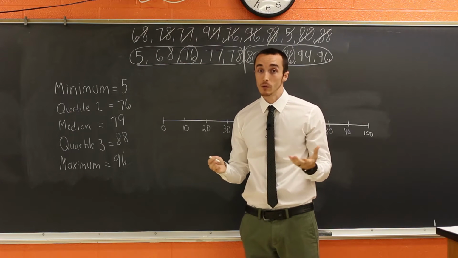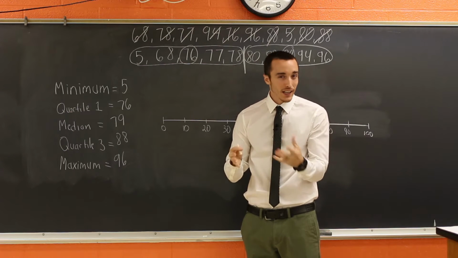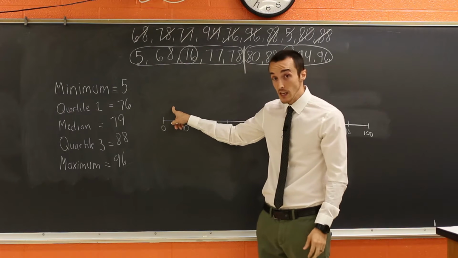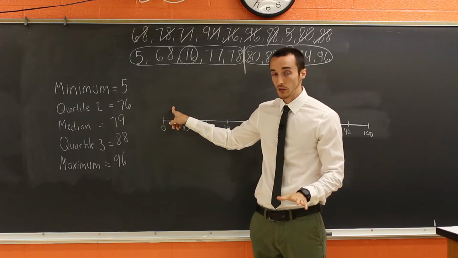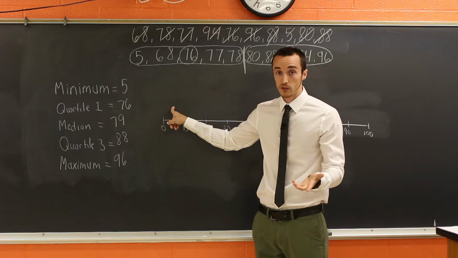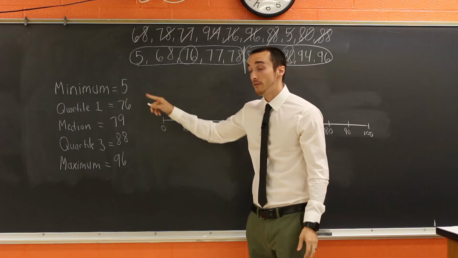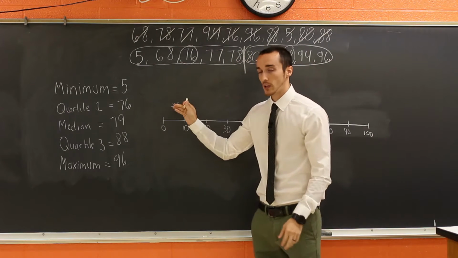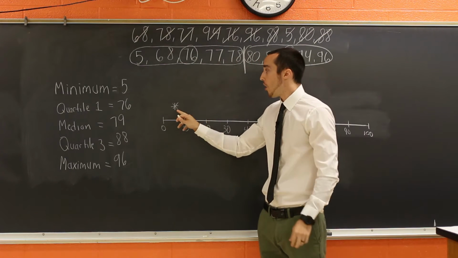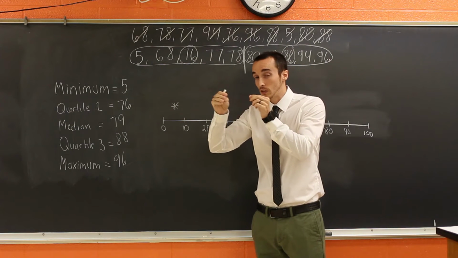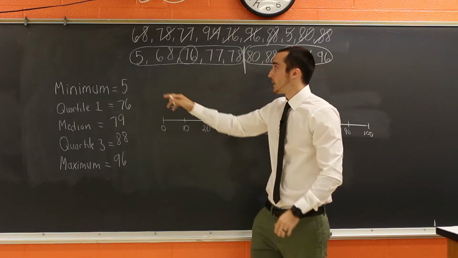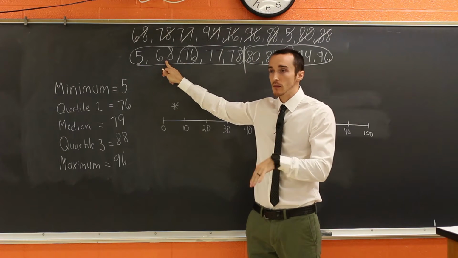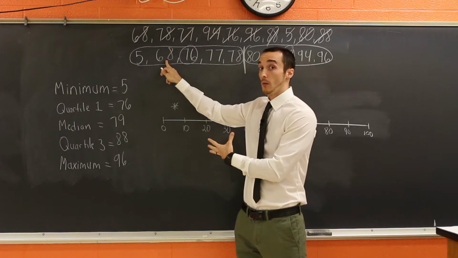Now, how do we handle that when we make a box and whisker plot? Well, it kind of depends on your teacher, but most of the time, the simple way is to show that it exists, but that it's not part of the box and whisker. So a lot of times you can do that with like a little asterisk. So I'm gonna put an asterisk right where the 5 would be, but I'm not gonna extend the whisker all the way to 5. I'm gonna extend the whisker to the next smallest number. So instead of 5, the next one would be a 68. So that's gonna be the minimum that I'm gonna use on the box and whisker plot.